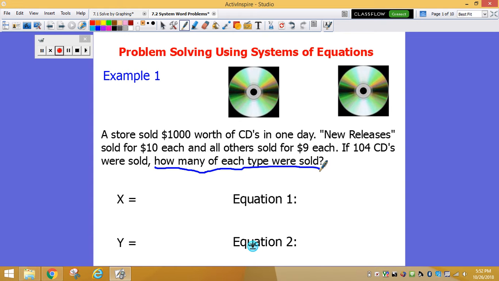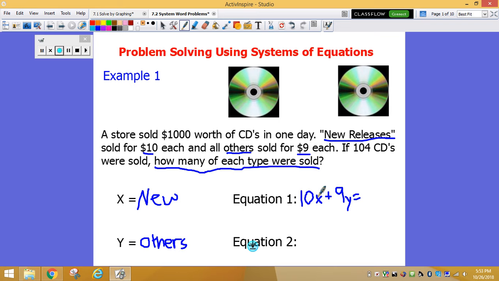Well, what were the types of CDs? I had new releases, and I had all of the others. Okay, so I'm going to make a money equation. What did the new CDs sell for? They sold for $10. So I'm going to put 10X, right? Because new releases were X, and they sold for $10. They also sold others, and the others cost $9. So I'm going to put 9Y, and Y is my others.